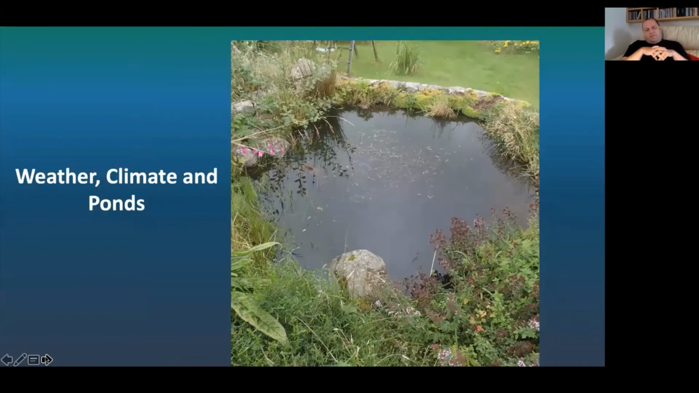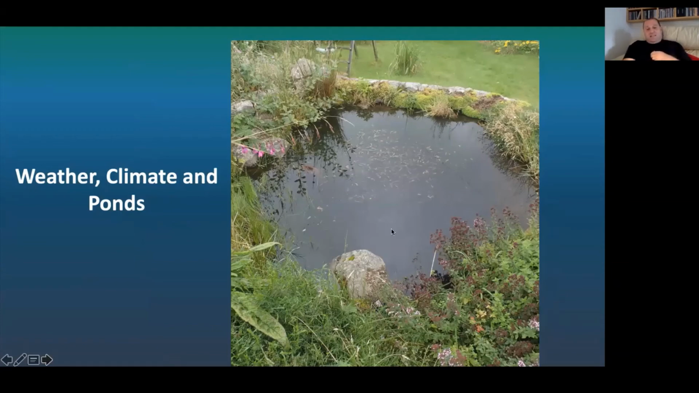So finally, I'm going to say a little bit here about weather and climate and ponds, because ponds can be quite significantly affected by weather and by climate, and that's particularly so in the wild and the natural pond.